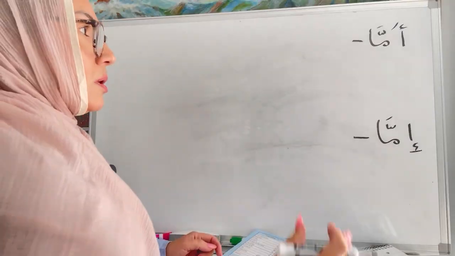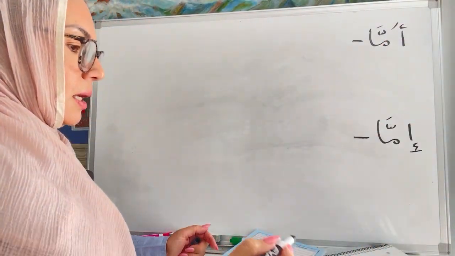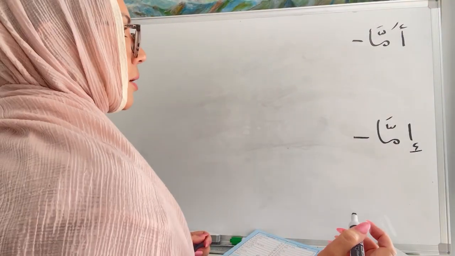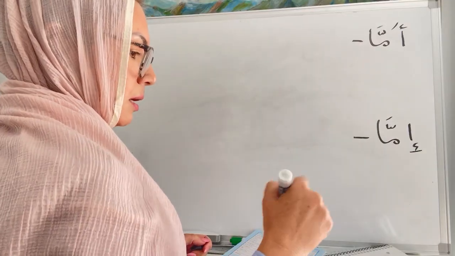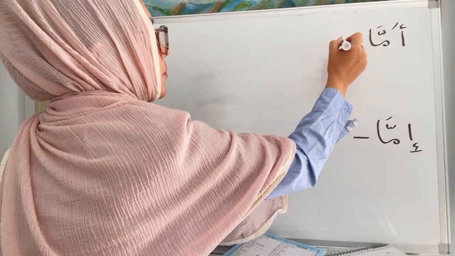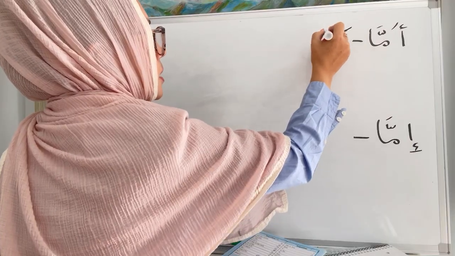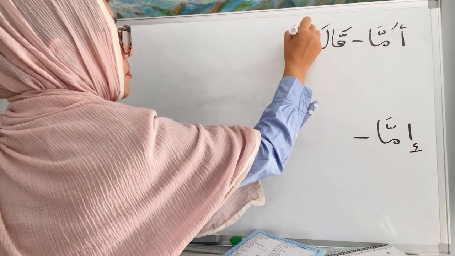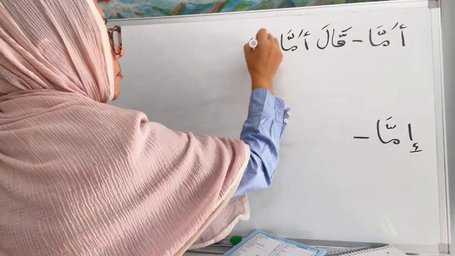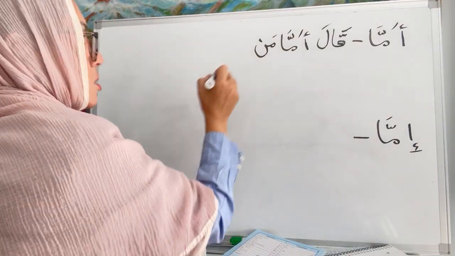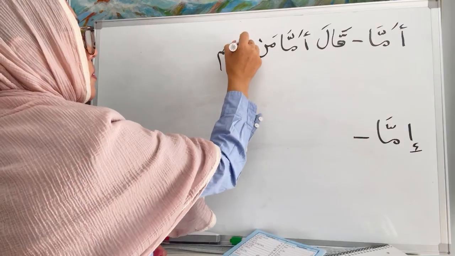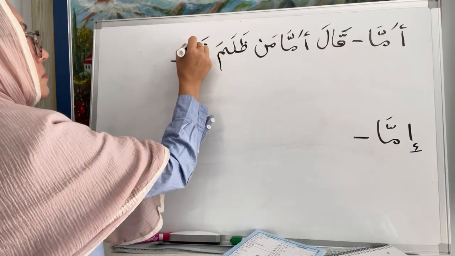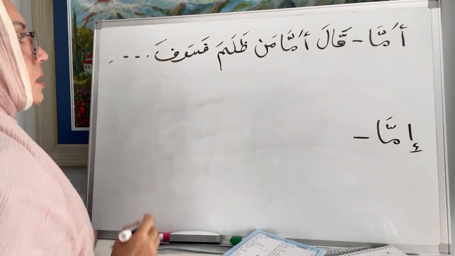Amma means as for, and then imma is either or. Okay, so we have the example from the Quran: amma man zalama fasawfa. And then it goes on.